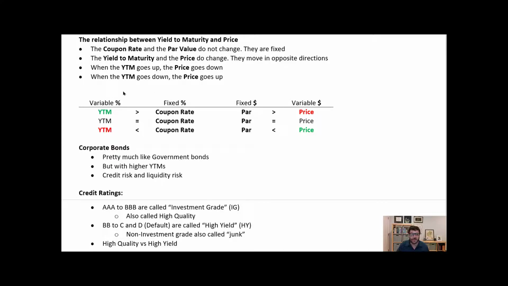This is the variable dollars, this is the variable rate. And so people earn more from a fixed income instrument by paying less for it. If it's the case that people are willing to earn less because the time value of money has decreased, or because the credit for this particular issue has improved, then people are willing to pay more for holding it. And so again, the coupon rate and the par, these are the fixed percentages and the fixed dollars, they don't change, but the yield to maturity is variable and the price is variable.